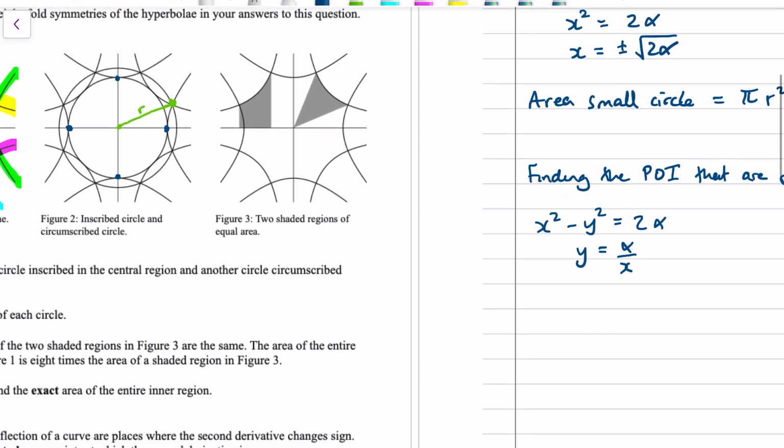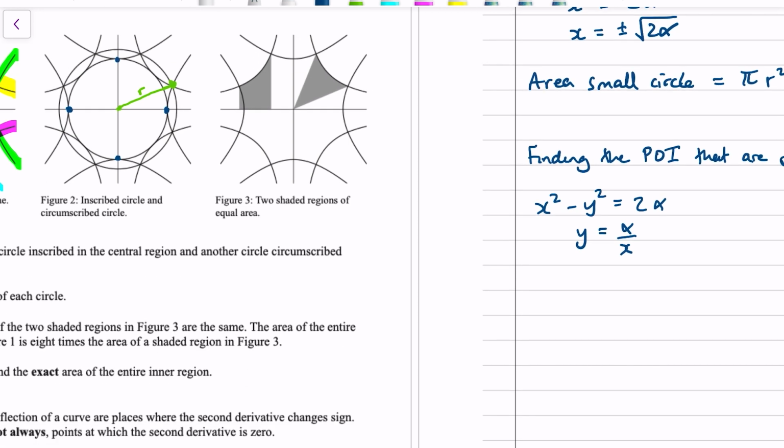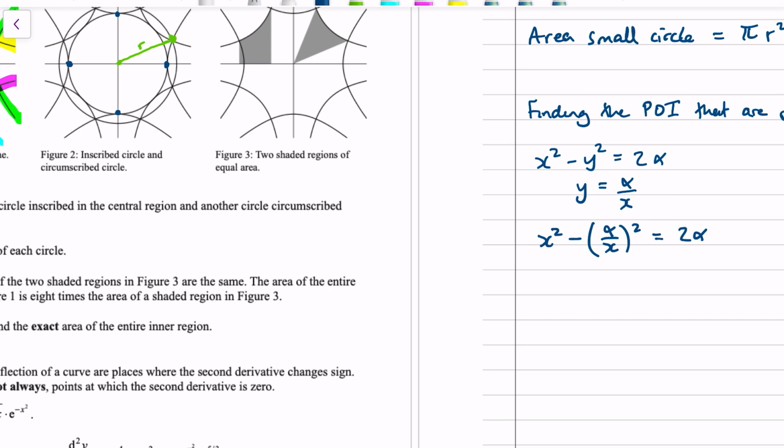Okay, so doing that, substituting one equation into the other, we've got x squared minus alpha over x all squared equals 2 alpha. I could times the whole thing through by x squared. That's going to give me x to the 4 minus alpha squared equals 2 alpha times x squared. It's a polynomial now. It's a disguised quadratic. If I rearrange it, x to the 4 minus 2 alpha x squared minus alpha squared equals 0.